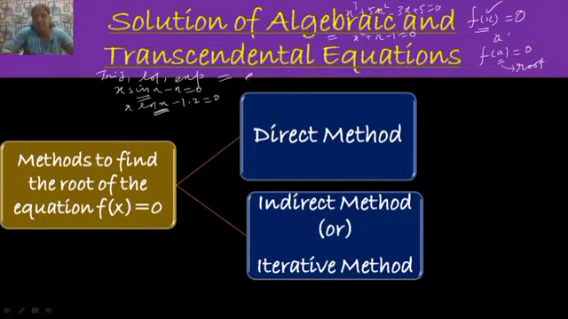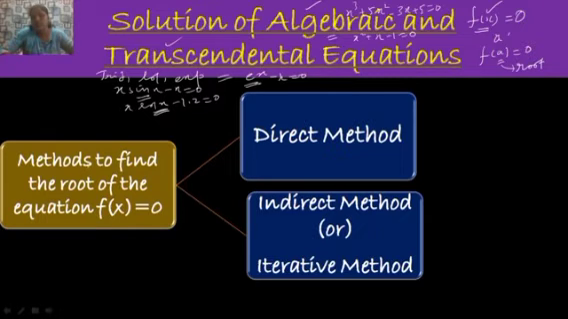Likewise, e power x minus x is equal to 0 is a transcendental equation because it consists of the exponential function e power x. So, algebraic equations consist of only algebraic terms, whereas transcendental equations consist of non-algebraic terms like trigonometric, logarithmic, exponential. So, now we have to find the root of the equation f of x equal to 0, whether it may be algebraic or transcendental.